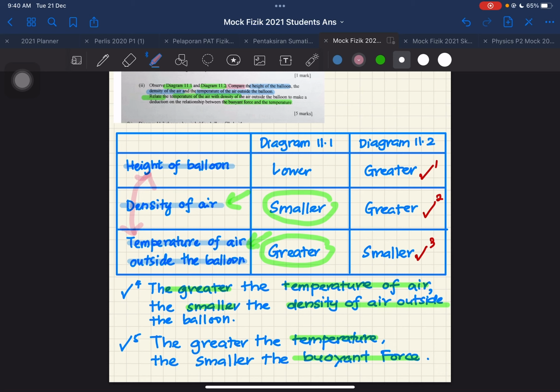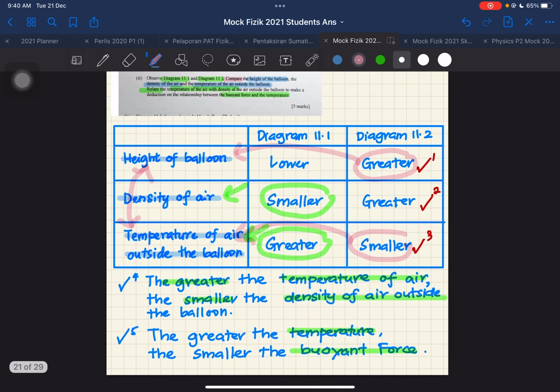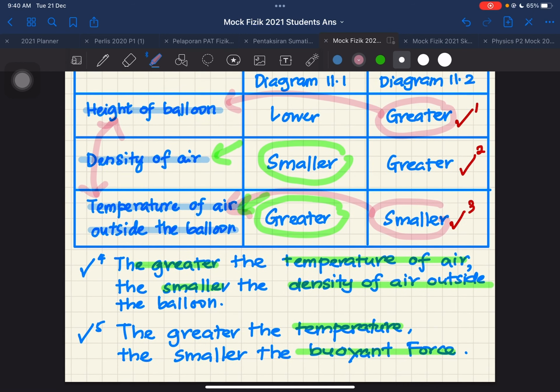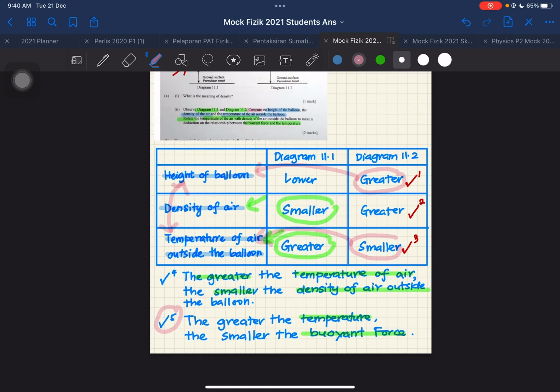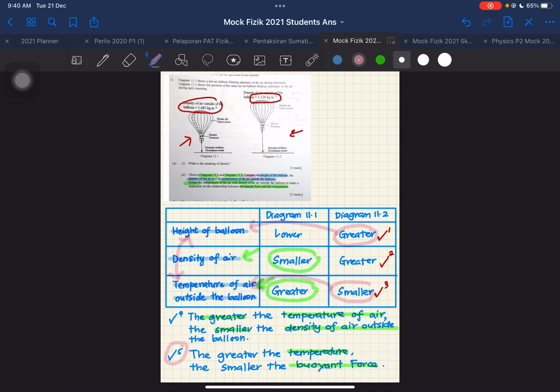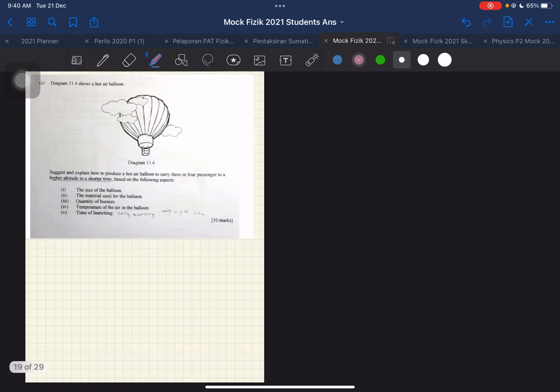Okay, so the smaller the temperature, the greater the height, means the greater the buoyant force. So that is how you get your mark number 5. Hopefully this is clear. If you have any question, you can PM me direct.